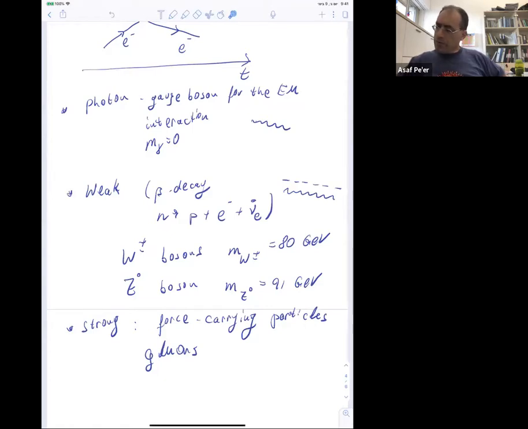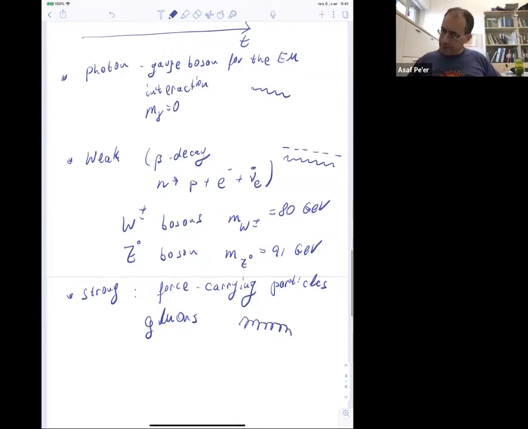For the gluons, it's like a spring. They appear like that. That's the common signature in Feynman diagrams. The gluons are massless, so the gluon mass is 0. As we said, there are 8 different gluons, each carrying a different color charge. But all of them are still massless.